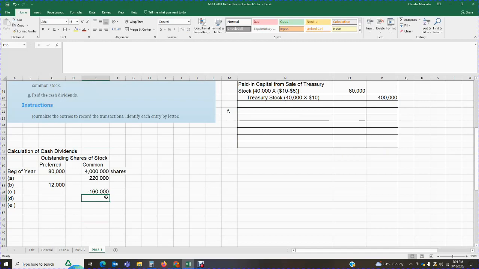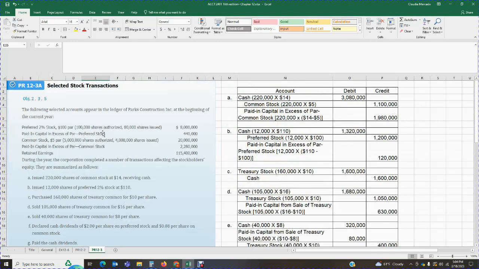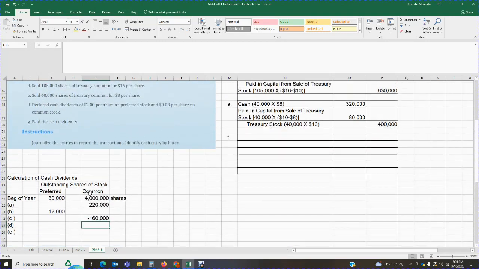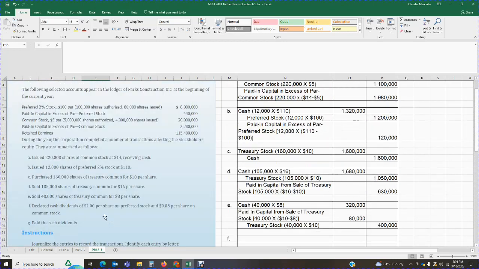When we issue shares, we aggregate, because remember, we can't exceed the number of authorized shares. We can only issue up to that amount. So if we buy some of our outstanding shares back, that increases the amount of shares available to be sold. Remember, the 160,000 is a negative because we purchased back some of that stock.